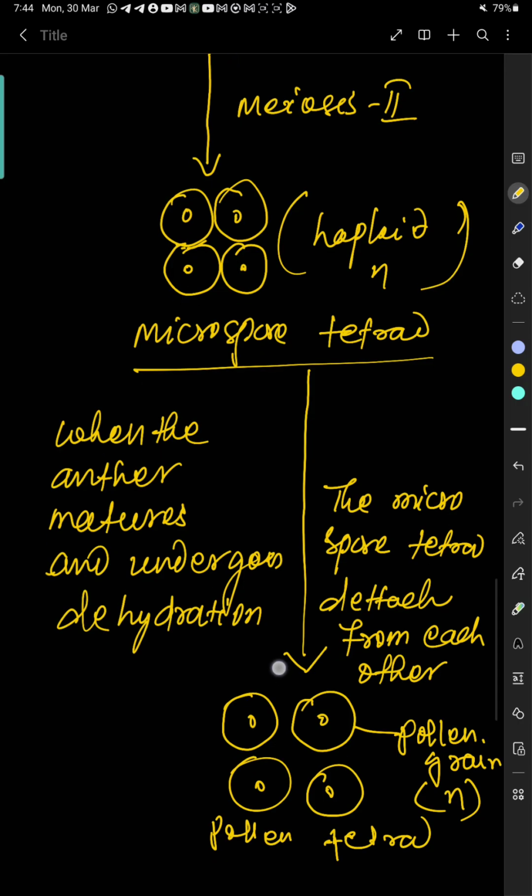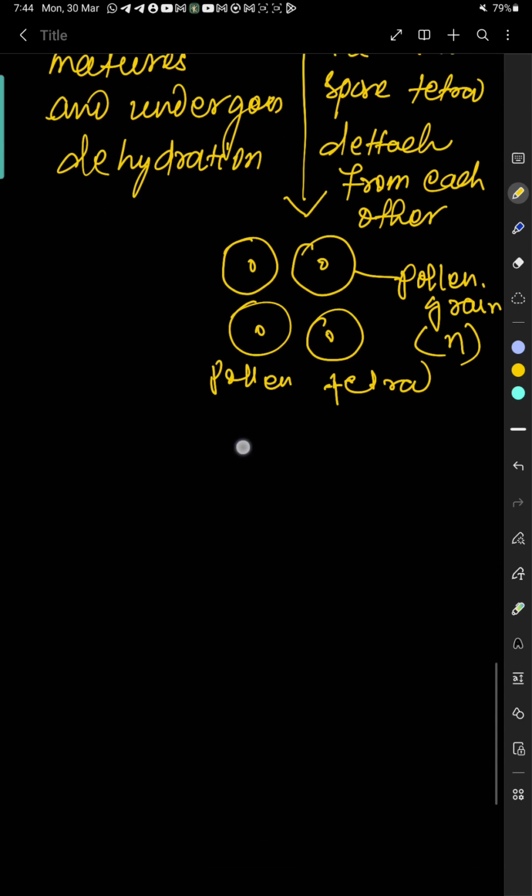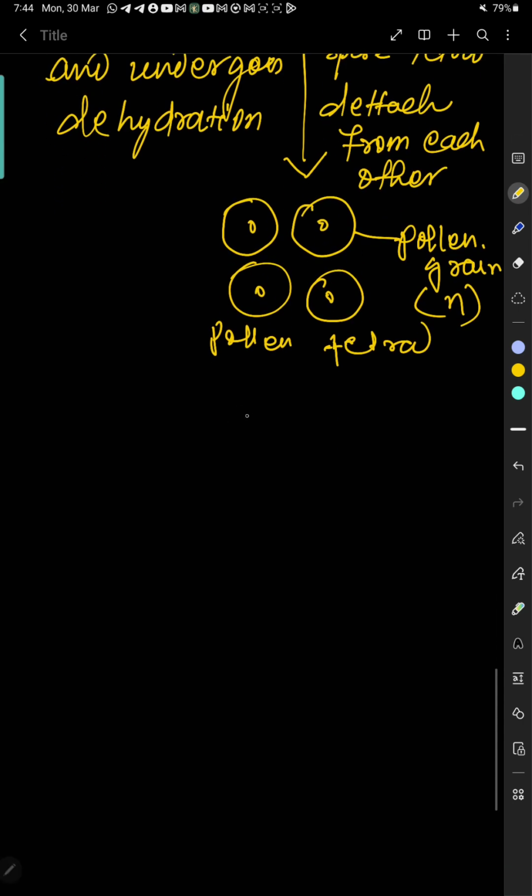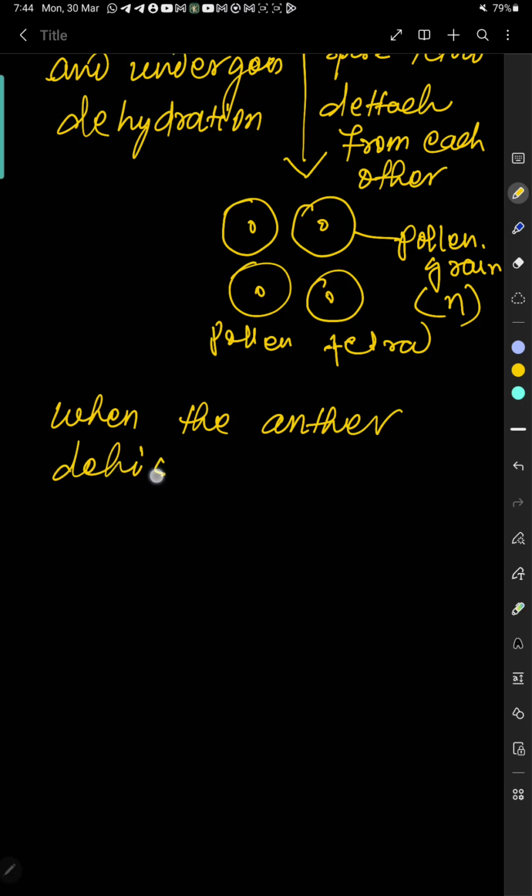Now when the anther dehisces, the pollen grains are released.